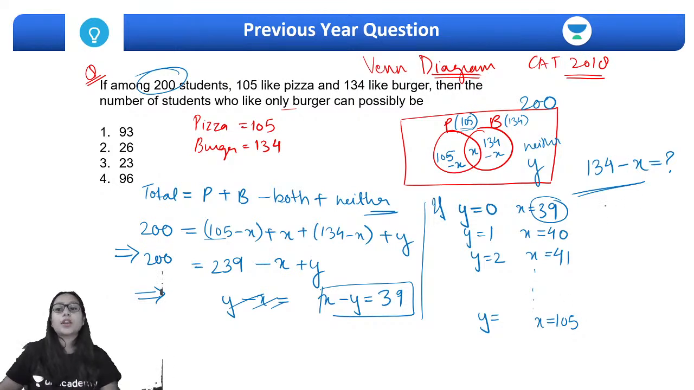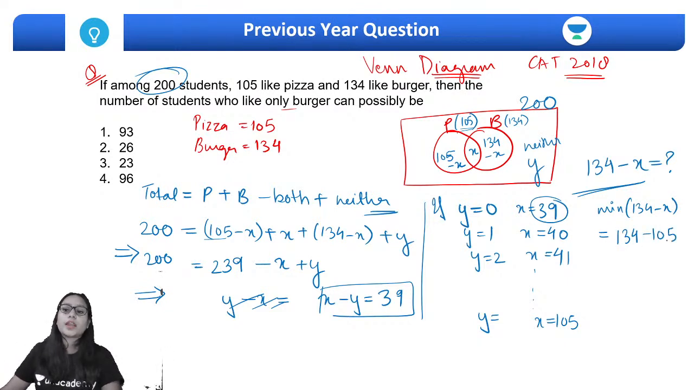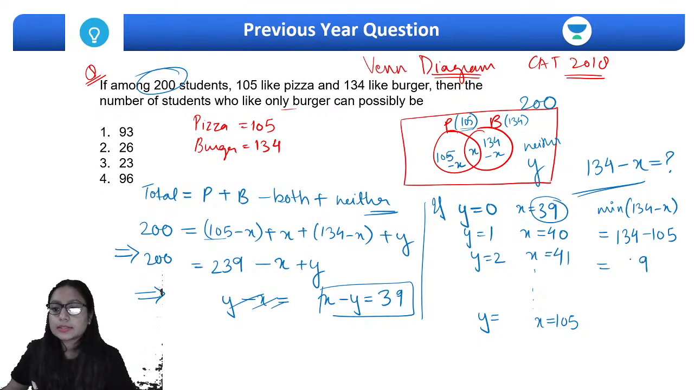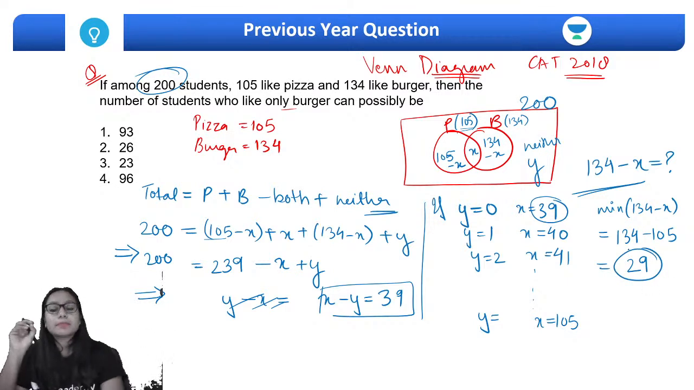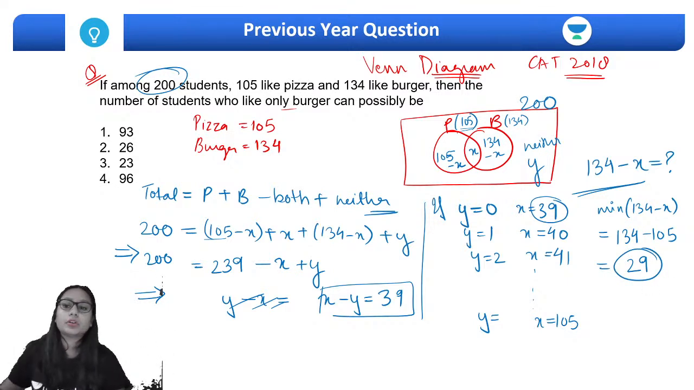Now let us see what is the minimum value of 134 minus X. So the minimum value of 134 minus X would be 134 minus 105. And this will give me 14 minus 5 is 9. This will give me 12 minus 10, that is 2. So 29 is the minimum value of people who like only burger.